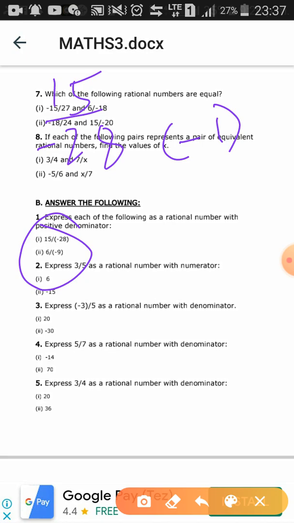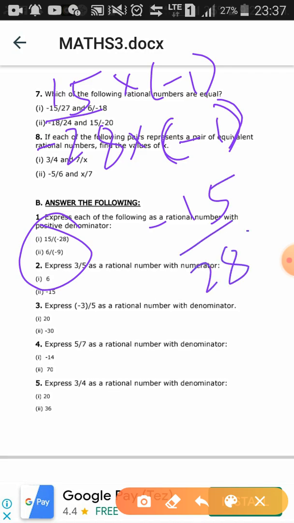To make it positive, you need to multiply it with another minus sign, but you can't change its value. Only if you multiply with minus 1, the minus sign will be removed and there won't be any change in value as well. Since you are multiplying the denominator with minus 1, you also need to multiply the numerator with minus 1. So the answer is minus 15 by 28. So you get a denominator where there is no minus sign.